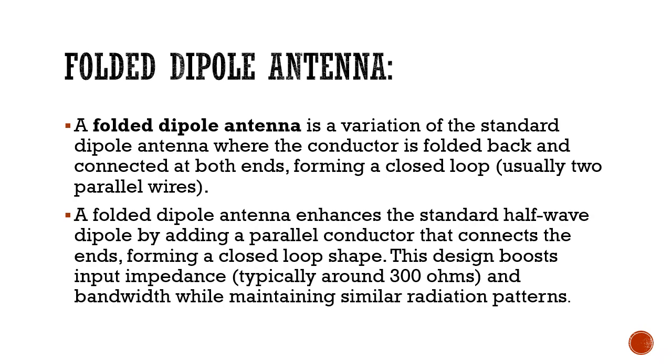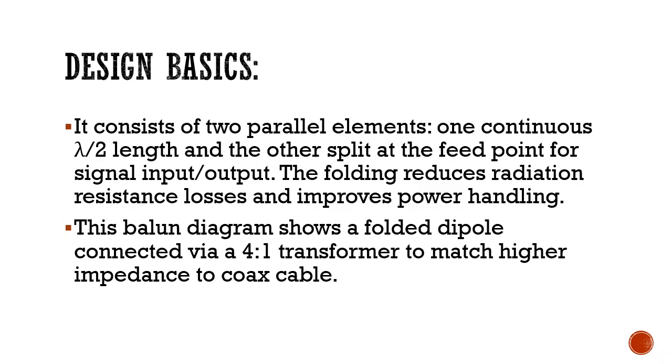When coming to the next slide, we get the basic design, where we get lambda by 2, which is the wavelength. It consists of two parallel elements. One is lambda by 2, and the other is split at the point for the input and output signal, so the wavelength is split by the two signals, input and output. The diagram shows a folded dipole connected via a 4:1 transformer to match the higher impedance to the coax cable.